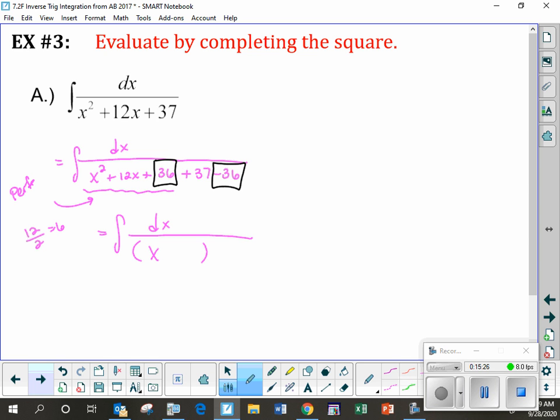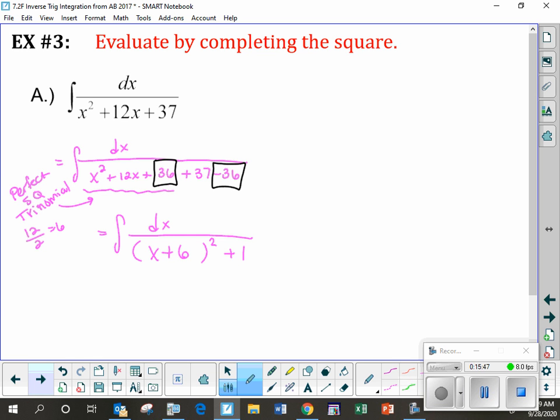Perfect square trinomial. Oops, get the spelling right. And that factors into x plus 6 quantity squared. 37 minus 36 is a plus 1. Aha! Do you see what I see?